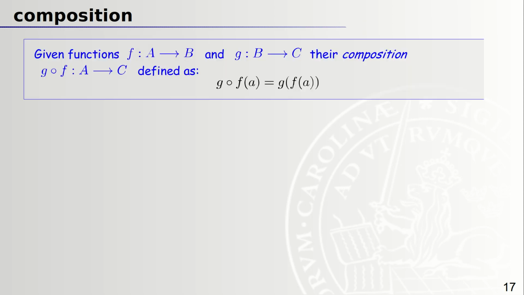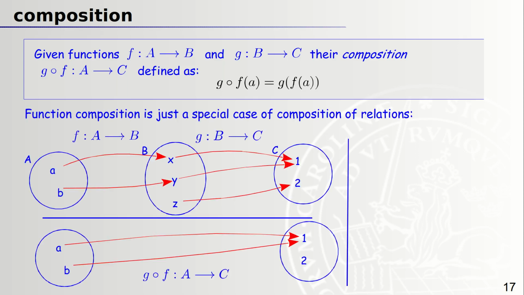Another important operation on functions is composition. It can be defined as applying the functions one after the other. It is nothing but a special case of composition of relations. Whether you compose the functions f and g as functions, or you treat them as relations and use composition on relations, the result is identical. This is what this might look like in the bubble diagram representation.